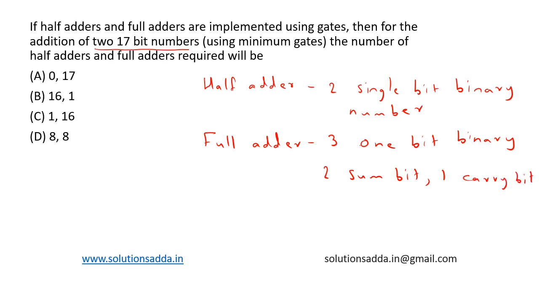So to add 17-bit numbers using minimum gates, the least significant bit of both the numbers can be added using one half adder, and the rest of the 16 bits can be added using 16 full adders. So the correct option here is option C, one half adder and 16 full adders.